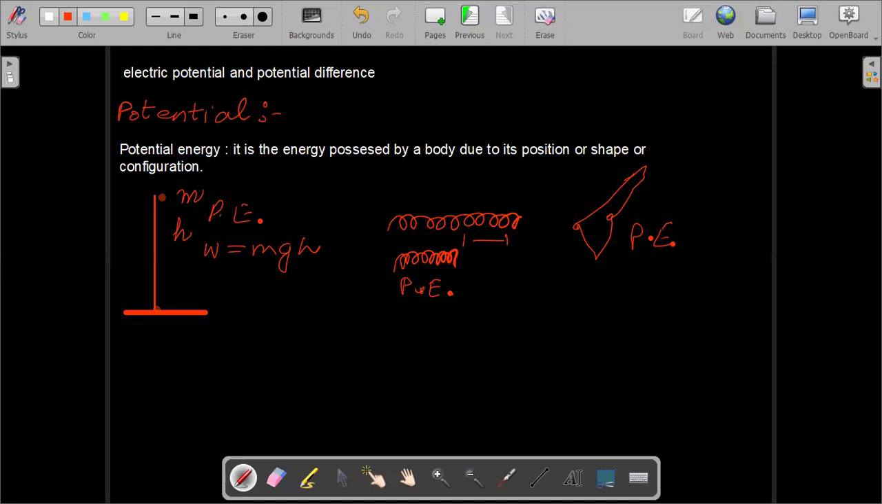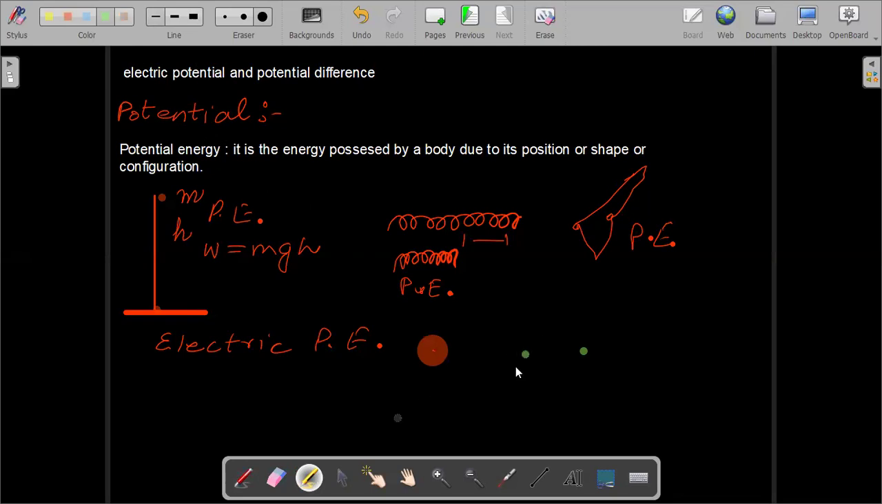Similar to this, we also have electric potential energy. We can define electric potential energy like this. Let's say we have a positive charge Q here, and we have a small charge q here. I want to move this small charge from this point to another point here.